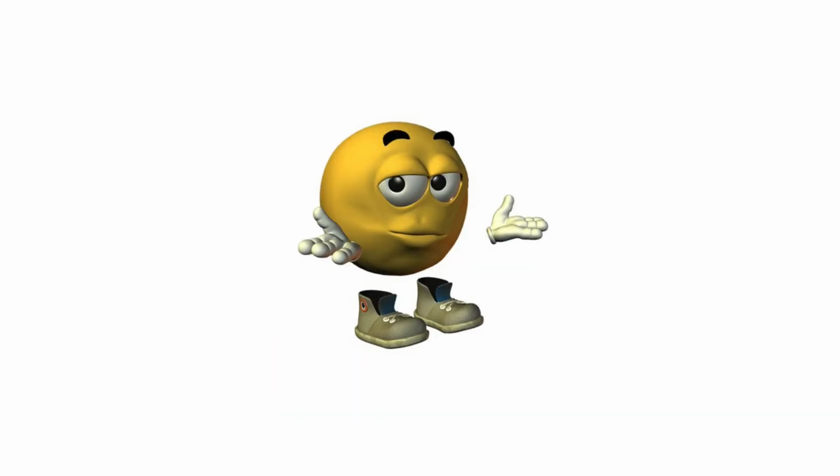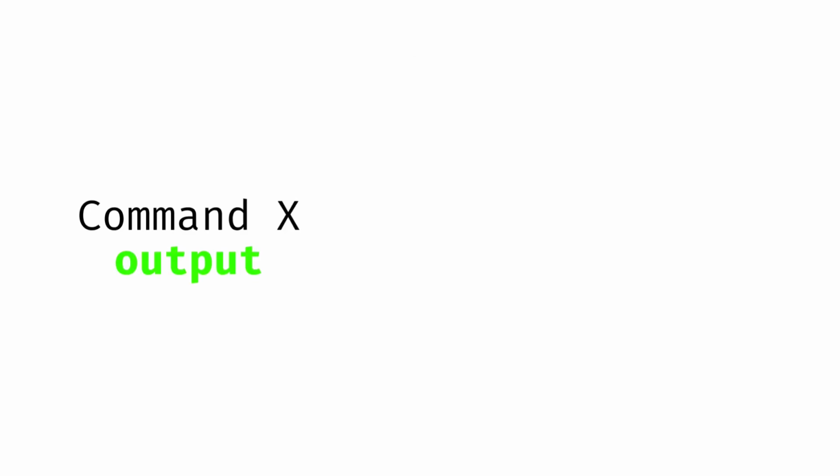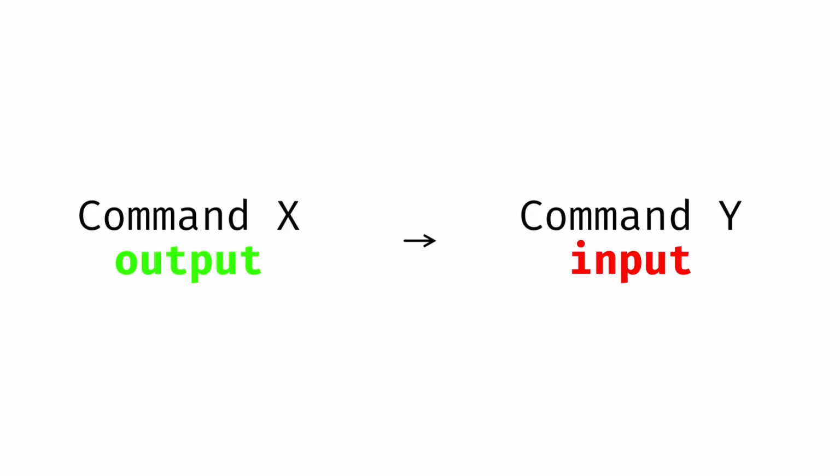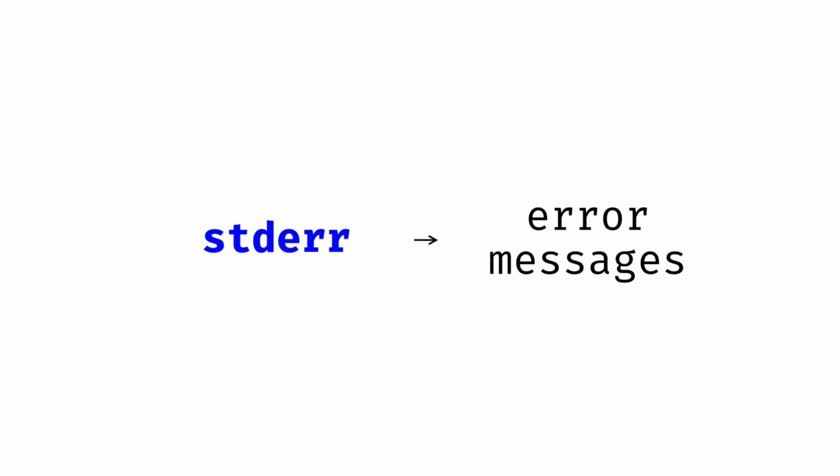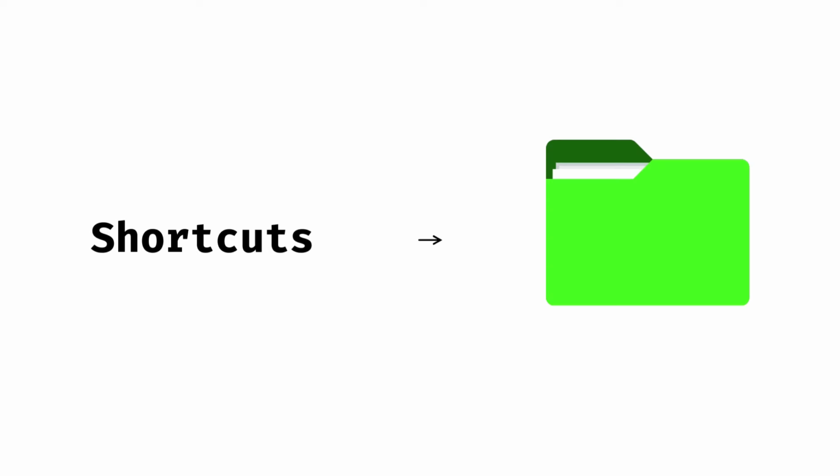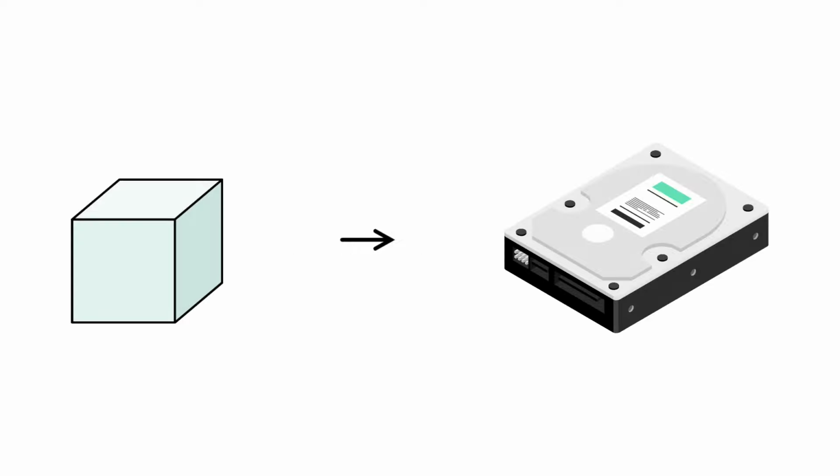You can connect commands together with pipes, sending the output of one command as input to another: stdin for input, stdout for normal output, and stderr for error messages. Files themselves can be connected using symbolic links, shortcuts that point to another file or directory, or hard links, which are alternative names pointing to the same data on disk.